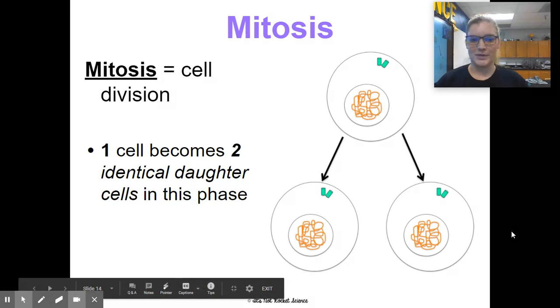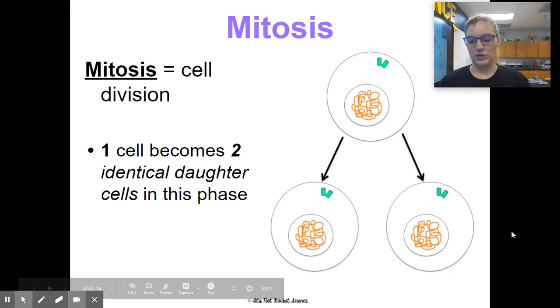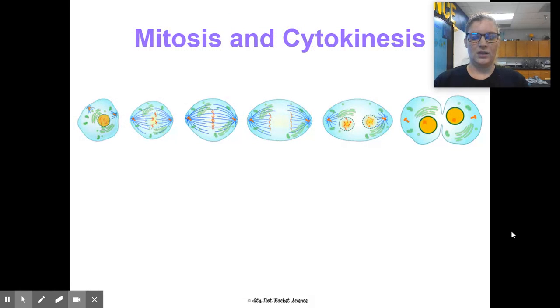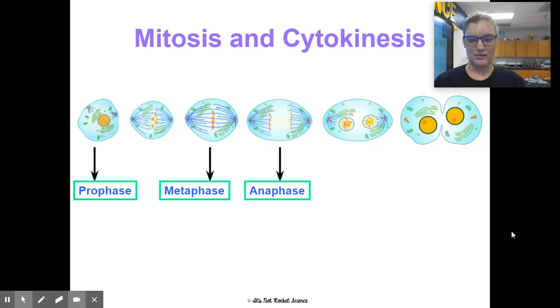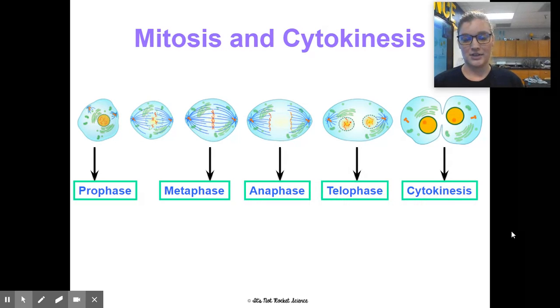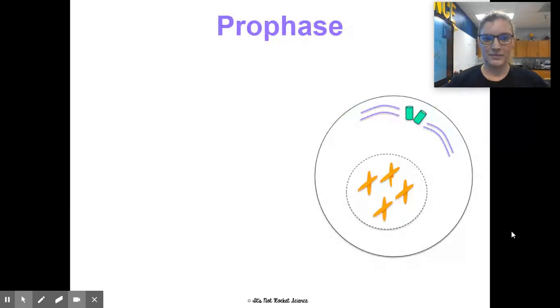There will be an instance where we don't create identical cells, so you need to make sure you know the difference. And the steps we're going to go through are our prophase, metaphase, anaphase, telophase, and then cytokinesis. This is a really great reference picture for you to use because it puts all of the steps side by side. So in prophase, this is what I call the prep phase.